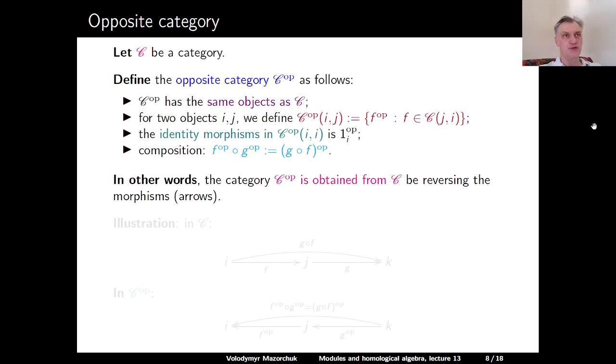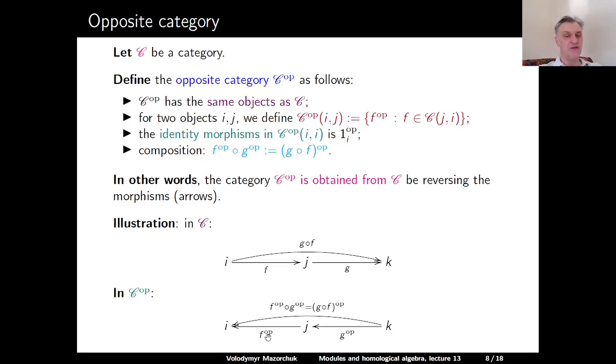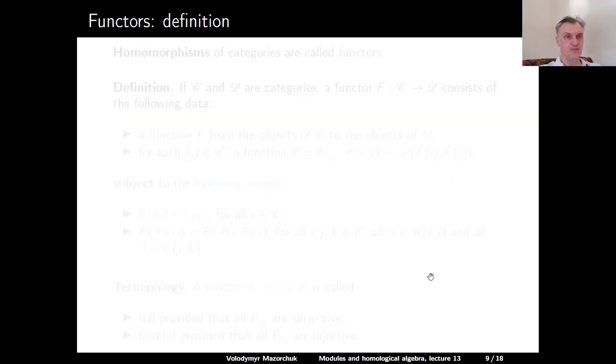And sometimes one calls morphisms in a category arrows. So here is an illustration. If in the original category C, we have a morphism f from i to j and a morphism g from j to k, then we have the composition g after f, which is a morphism from i to k. Then in C^op, we will have the morphism f^op from j to i and the morphism g^op from k to j. We can compose them, so f^op after g^op, and by definition, this composition is equal to the opposite of the composition g after f. So this is the definition of an opposite category.